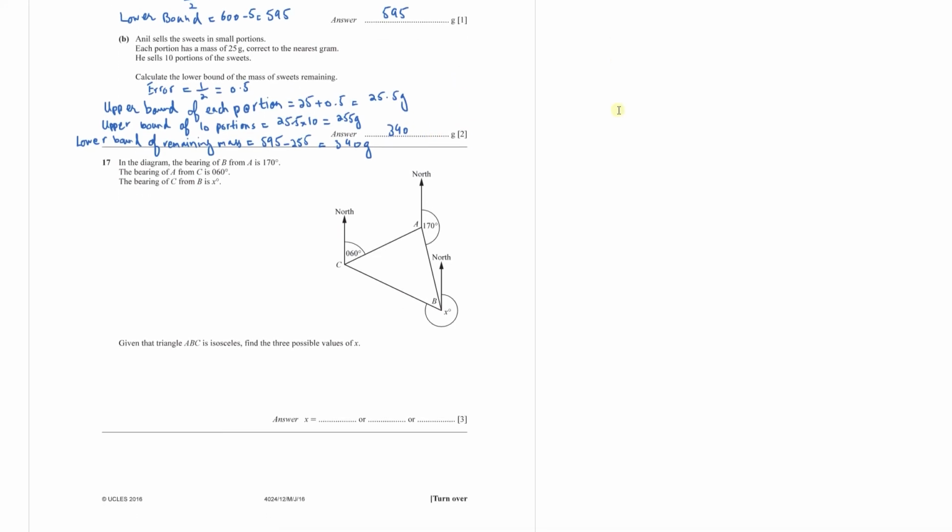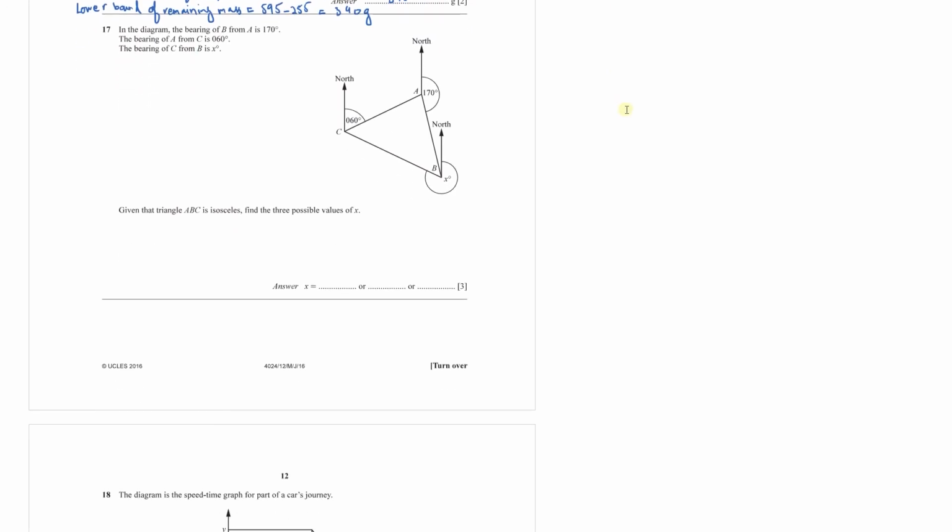All right, let's move on to question number 17 here. In the diagram, the bearing of B from A is 170, the bearing of A from C is 060, and the bearing of C from B is x degrees. Given that triangle ABC is isosceles, find the three possible values of x.